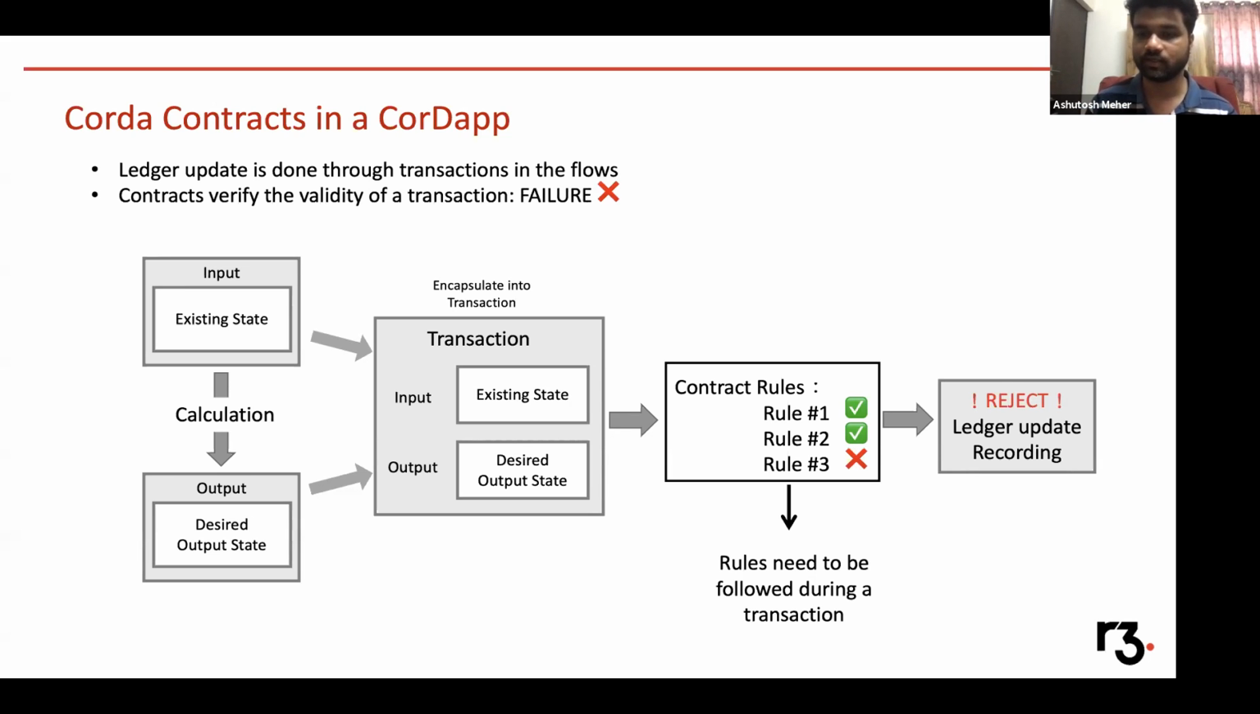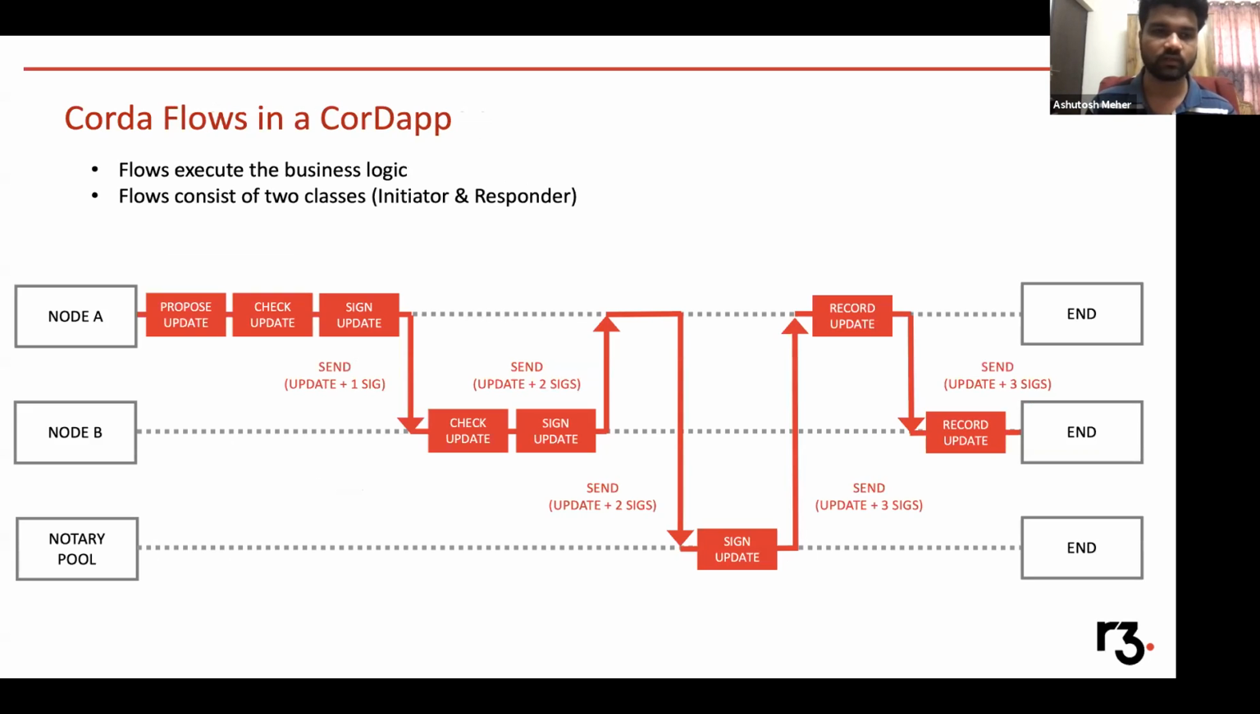Similarly, if there is any issue with your updates, with your validation of the rules, and you are not able to validate some of the rules correctly, that means your transaction is invalid. There's something going wrong, so you can just mark that transaction as invalid. That's how your contract validations work.